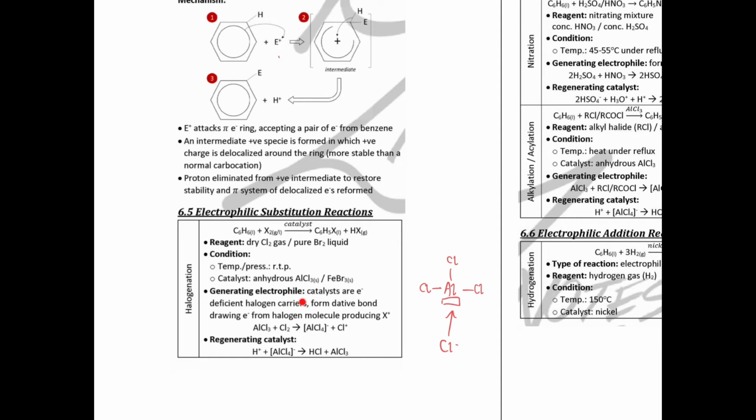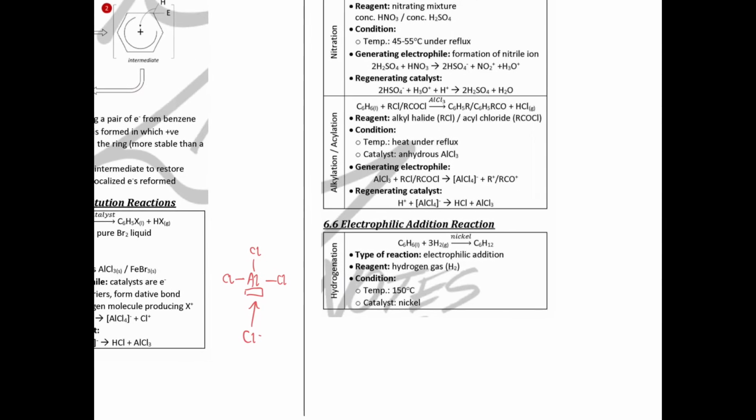Halogen carriers: they carry the halogens. The catalyst will carry the halogen to form the halogen carrier. It forms a dative bond, drawing an electron pair from the halogen molecule, producing X plus. That means they take the Cl minus, then the other Cl will form Cl plus. That is what they are trying to describe. At the end, the catalyst is regenerated. Okay, so we move on to this side.